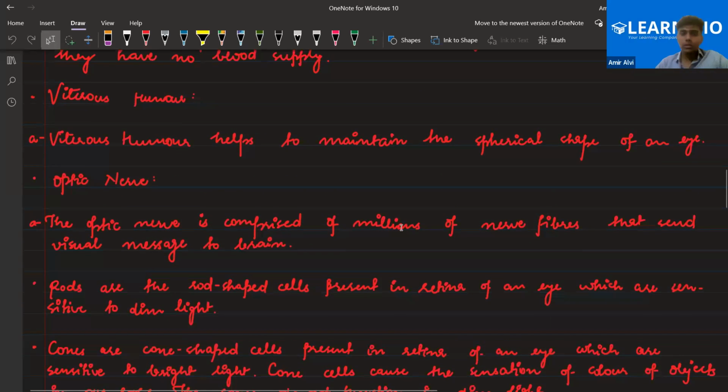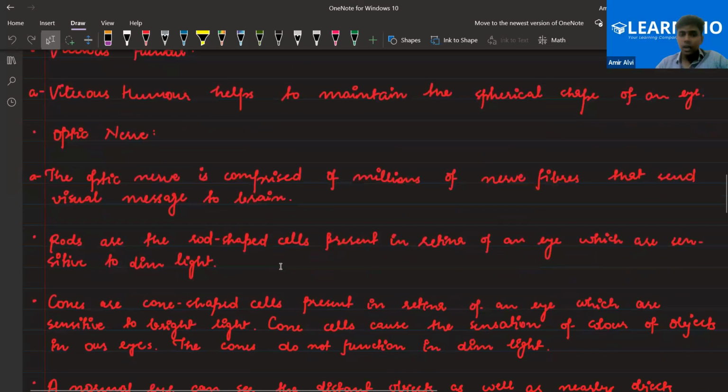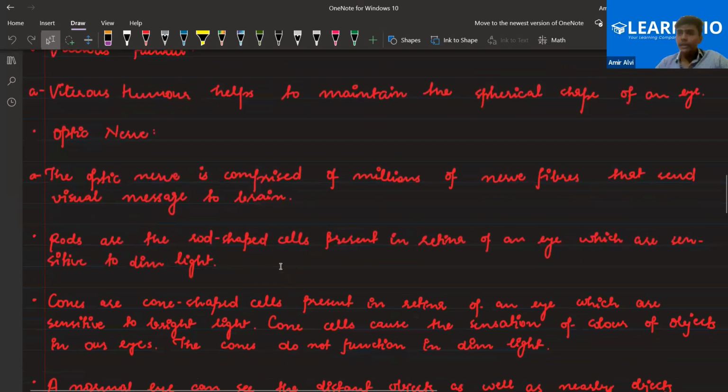One more thing, everyone. I just missed that one thing. There are two cells present in the retina. Those two cells are responsible for dim light and bright light sensation. Rods are the rod-shaped cells. You must have seen rods. A rod is basically cylindrical, like this. So that is the shape, and that's why the name is formed. The name of the cells is rods.